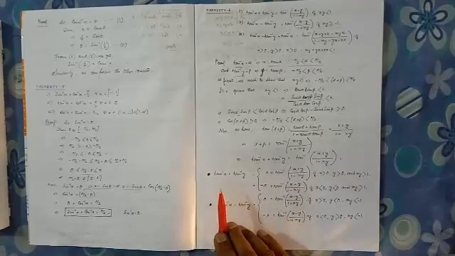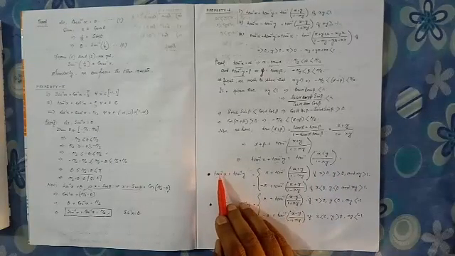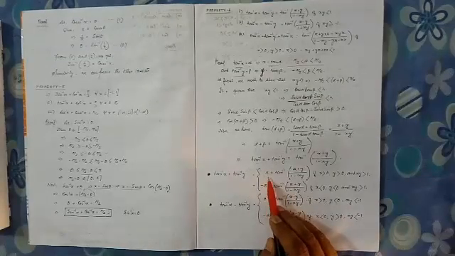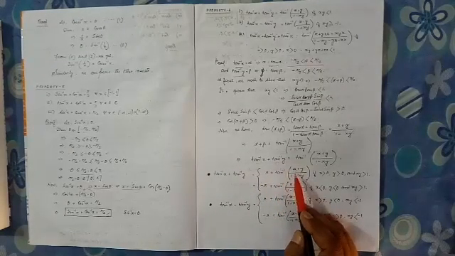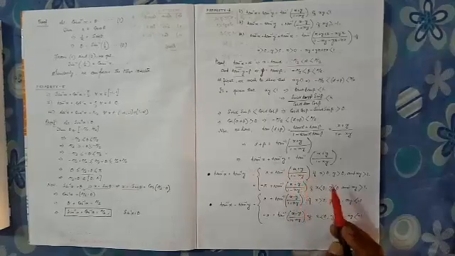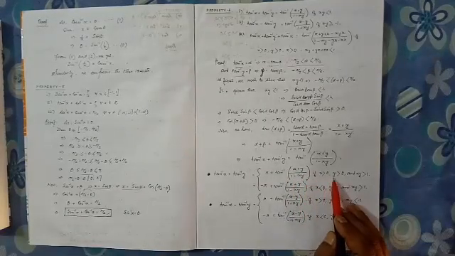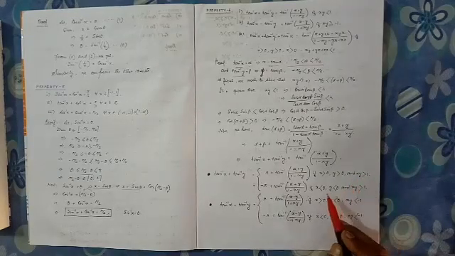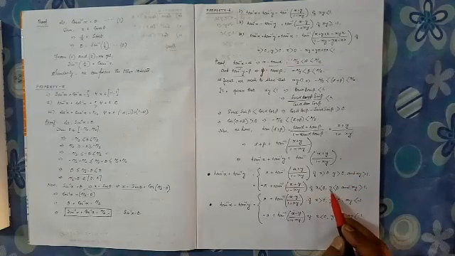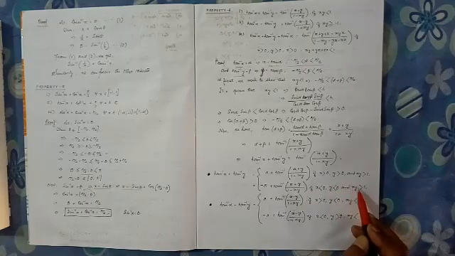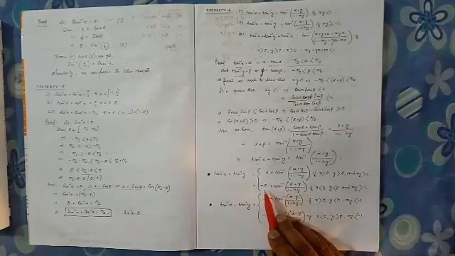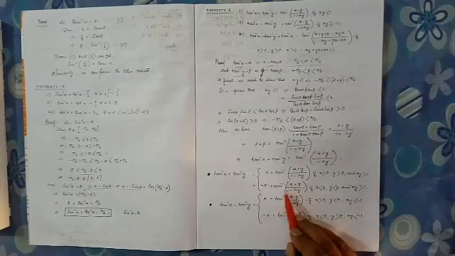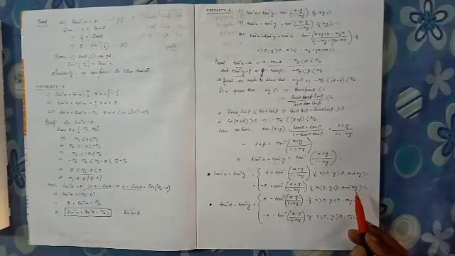Now here to be noted, tan inverse x plus tan inverse y is equal to pi plus tan inverse of (x plus y) by (1 minus xy) if x greater than 0, y greater than 0 and xy greater than 1. If x less than 0, y less than 0 but xy greater than 1, then it will be minus pi plus tan inverse of (x plus y) by (1 minus xy).